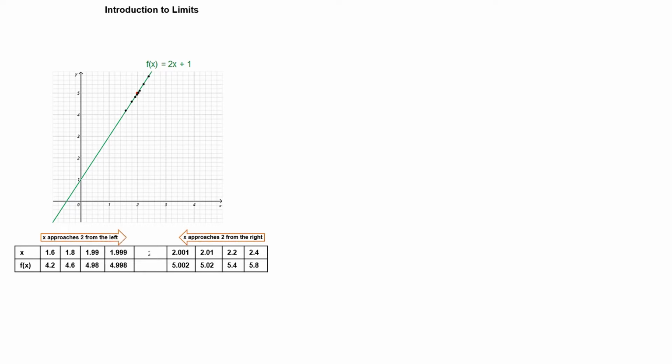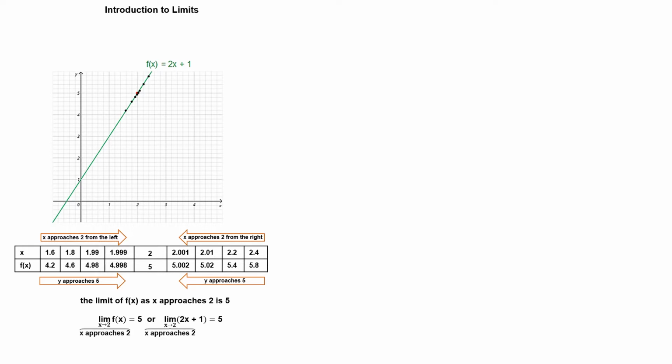As the values of x approach 2 from either side of 2, the values of y approach 5. Mathematically, we say that the limit of f of x as x approaches 2 is 5. Symbolically, we express this limit as follows. We use a horizontal arrow to represent the word approaches or tends to.